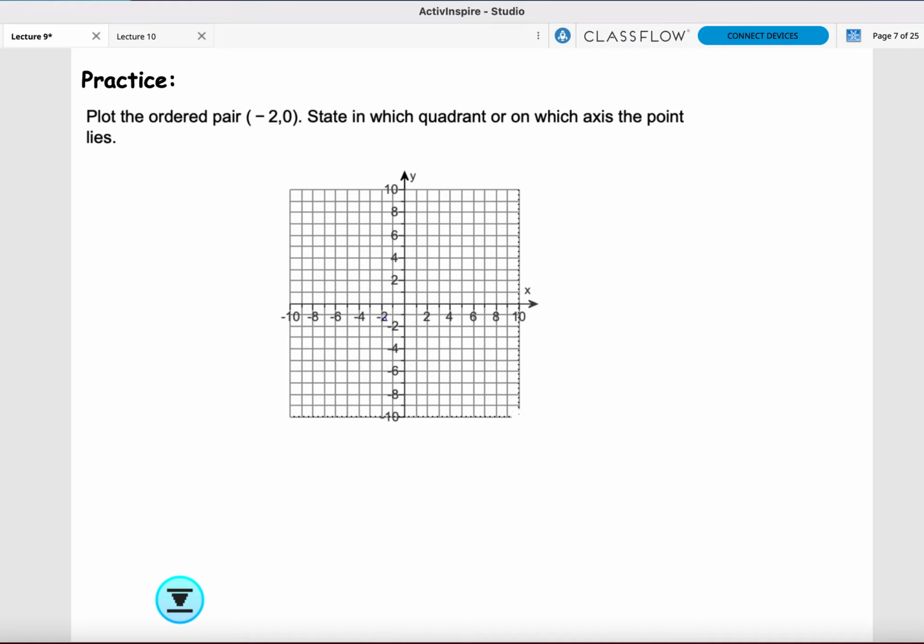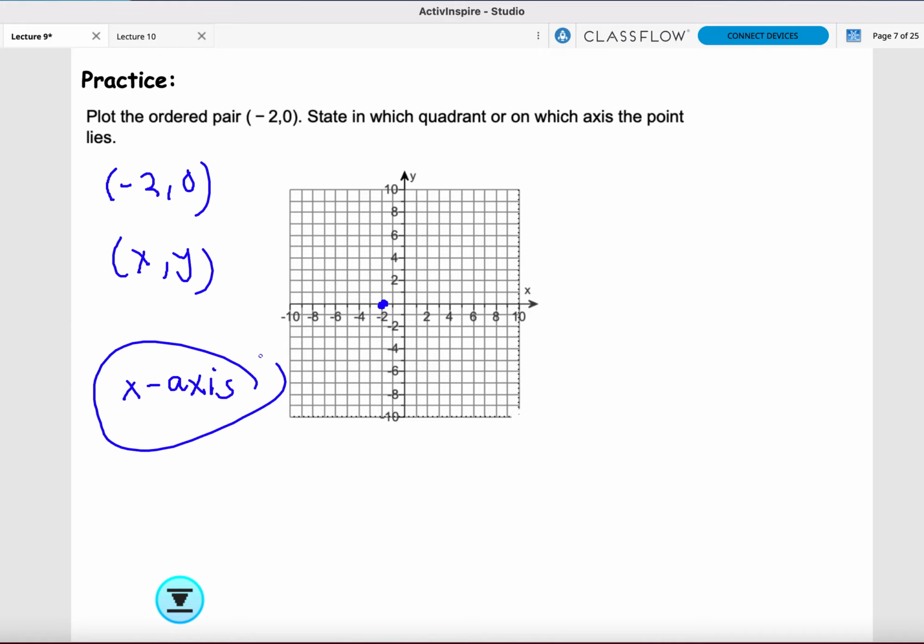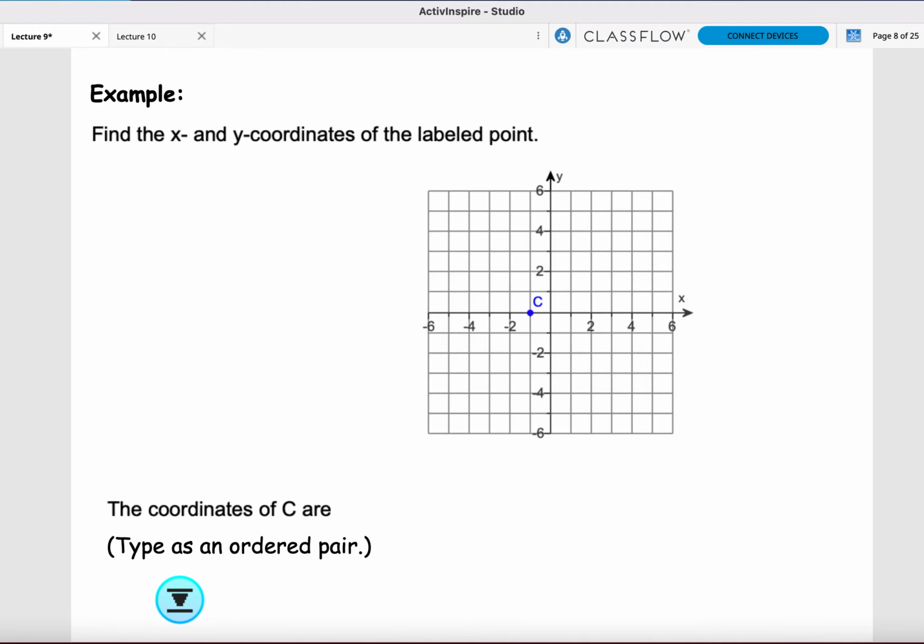It could also be on the axis line, right? X is the horizontal, Y is the vertical. So practice. Plot the ordered pair -2, 0. State in which quadrant or on which axis the point lies. Pause here to give it a try. Remember, we know x comma y. So we know x is -2 and y is 0. So we don't go up or down. So what axis is it on? It is on the x-axis, not in any quadrant. So keep that in mind as you work through these examples, guys.